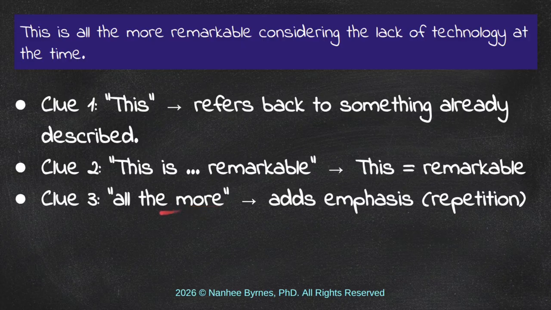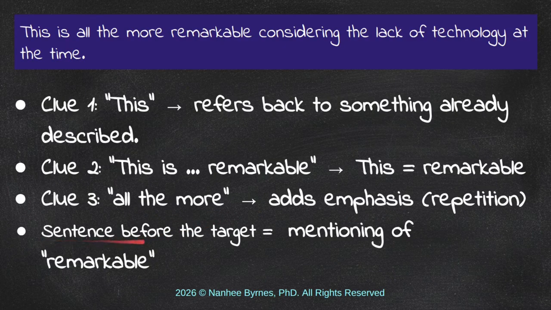Next, look at the phrase "all the more." This phrase adds emphasis. It means even more. So the sentence is saying that something was already remarkable, and it is even more remarkable because there was a lack of technology at the time. That means the target sentence must come after something that is already described as remarkable. Now, let's check the options.